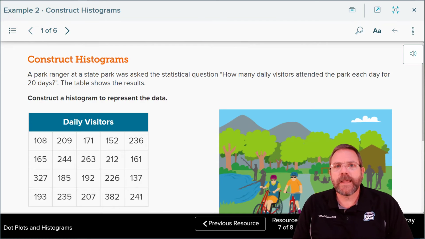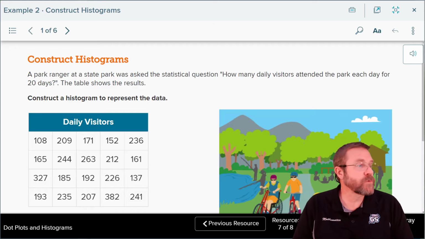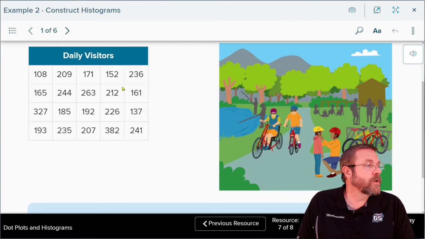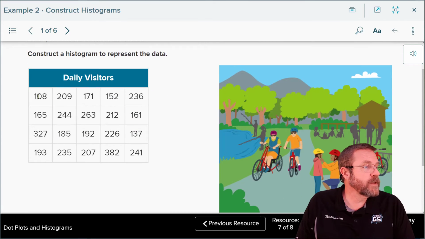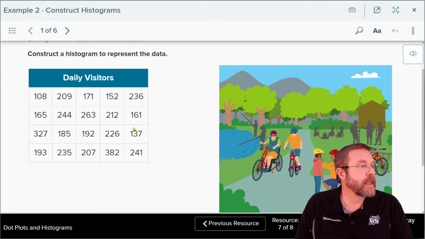Now example 2 has us actually constructing a histogram. A park ranger at a state park was asked a statistical question: how many daily visitors attended the park each day for 20 days? The table shows the results. So here you've got the results of their answers for each day. There were 108 one day, 165 visitors the next day, and so on.